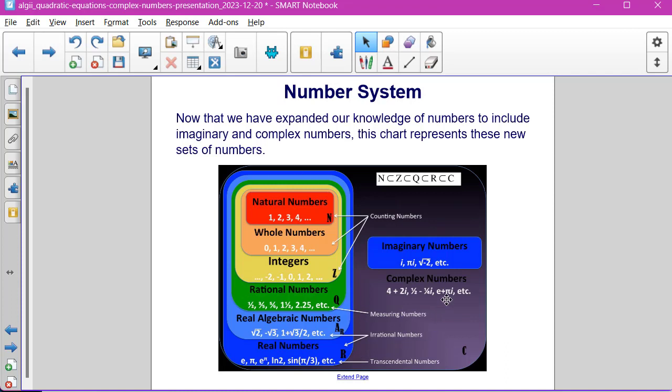And then outside of the real numbers, we now have complex numbers, denoted by capital C. And another part of complex numbers is the imaginary numbers. Note that imaginary numbers are not connected to the real numbers, but both the real numbers and the imaginary numbers are both a part of the complex number system.